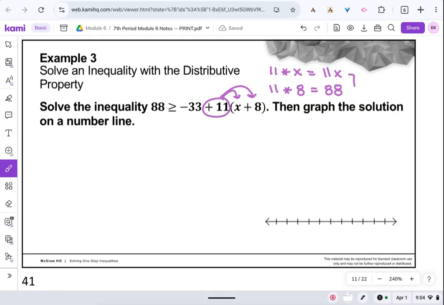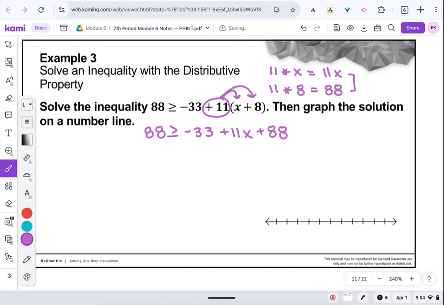These two are going to combine and go on that right-hand side this time. So I've got 88, our greater than or equal to symbol, negative 33. Sorry about that, negative 33. And then my new stuff, I have a positive 11x and a positive 88. Those are going to go on that side there.